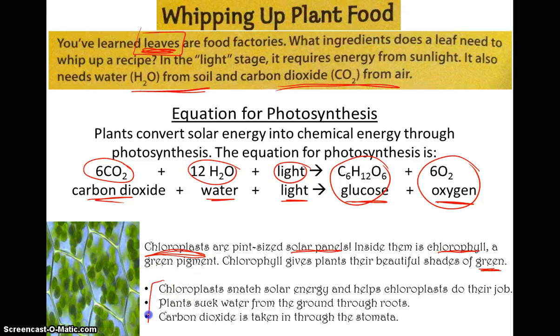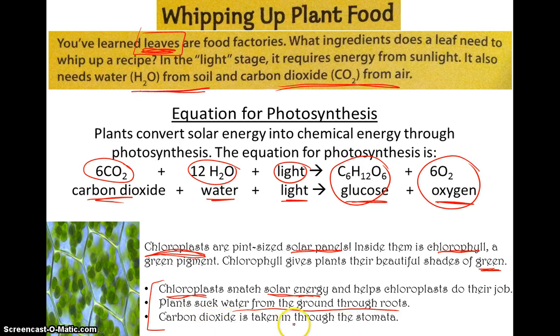So here are the three ways, again, just to go over it, that plants get what they need to do photosynthesis. The chloroplasts in the leaves are what brings in or soaks in the energy from the sun, which is solar energy. Plants get water from the ground through their roots.